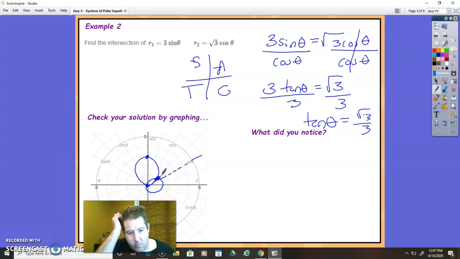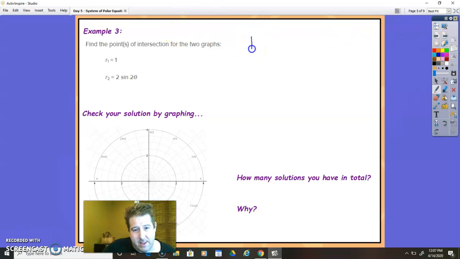But then you're probably wondering, well, what about 7 pi over 6? Because 7 pi over 6 should have also been an answer, and that's the problem, the fact that these are circles and they're both hitting on the origin. So the origin actually represents that other answer. Now for this question, you actually end up getting imaginary answers.